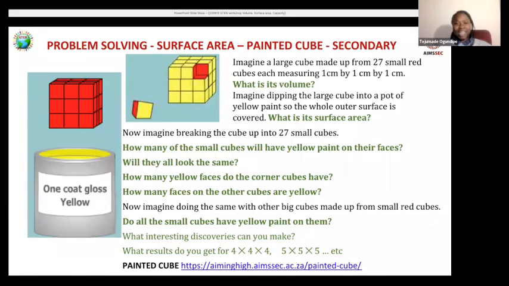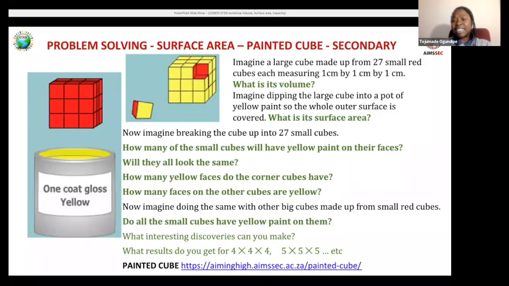All right, so looking at this, I just wanted to imagine a large cube, which is 3 by 3 by 3. It's made from 27 small red cubes, each measuring 1 centimeter by 1 centimeter by 1 centimeter. What is its volume? What do you think the volume will be? We've been doing a lot of counting, asking you to count the small cubes.